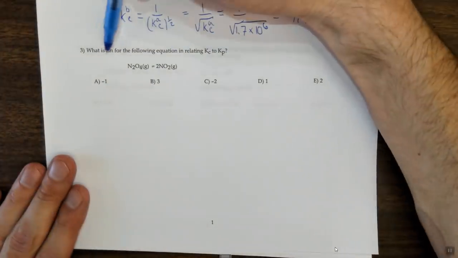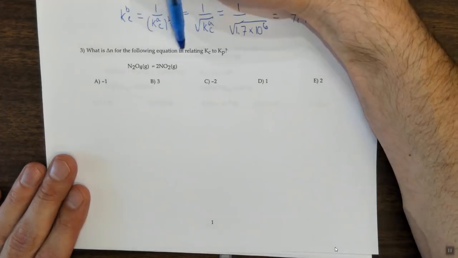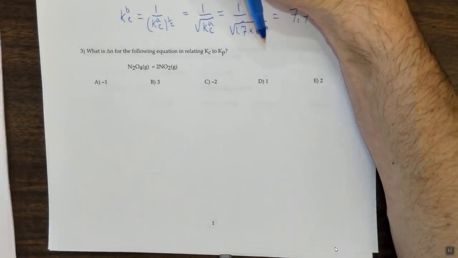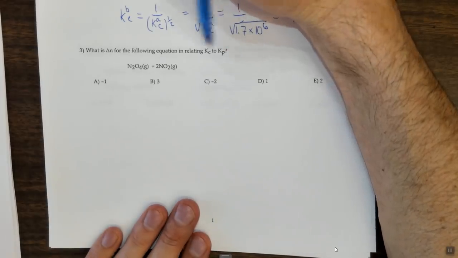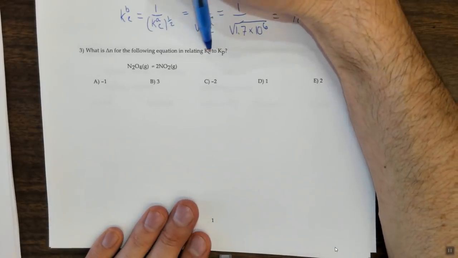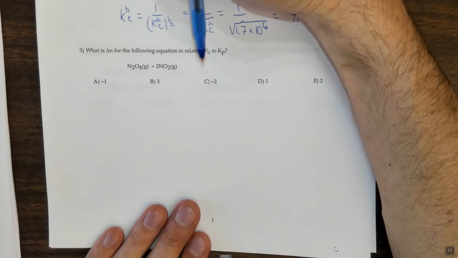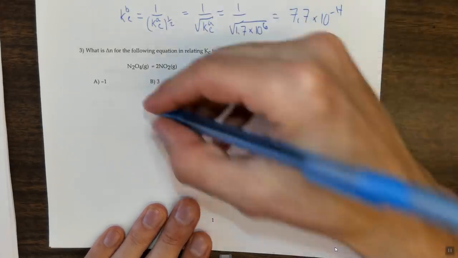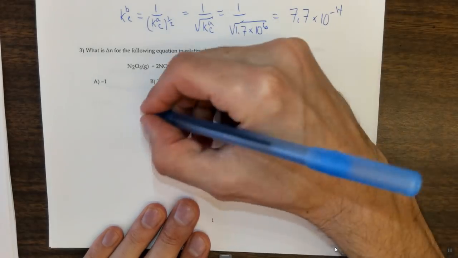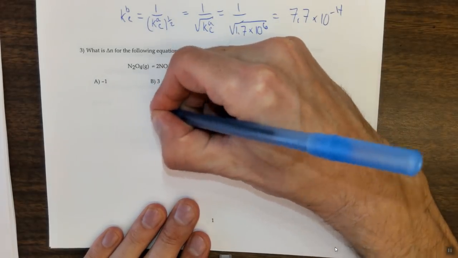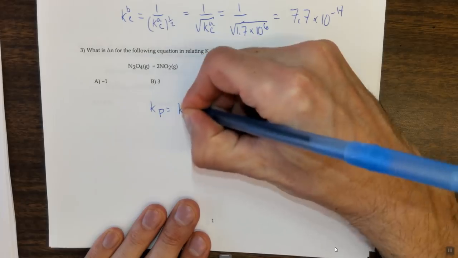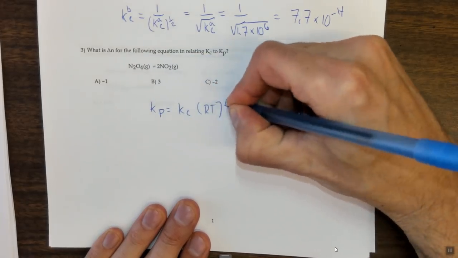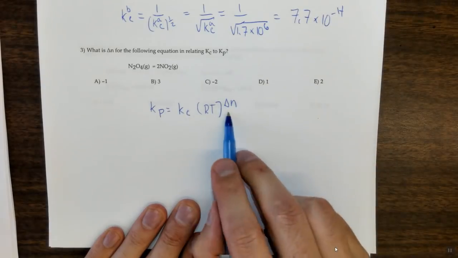Question number 3 says, what is delta N for the following equation in relating Kc to Kp? Here, Kp involves using the pressure, and they're both gases, and Kc involves using the concentration. So what we want to look at is the change in the moles of gas. The general equation, we're not going to need it to solve this one, but it doesn't hurt to know it. Kp equals Kc times RT to the delta N, where delta N is the change in number of moles.